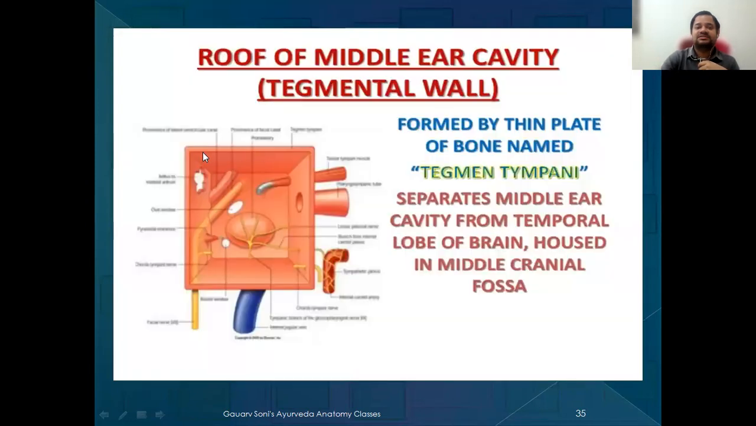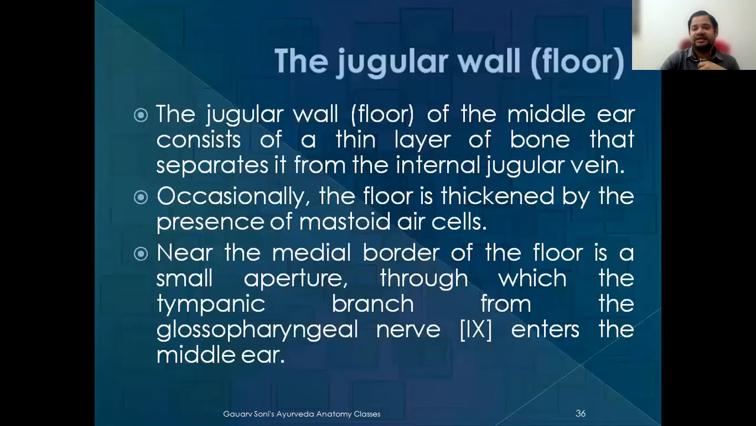You see the diagram, this upper one. This is the tegmental wall, nothing extra is there, no foramen and nothing is present. So it is easy to remember the tegmen tympani is going to form the roof of the middle ear cavity.